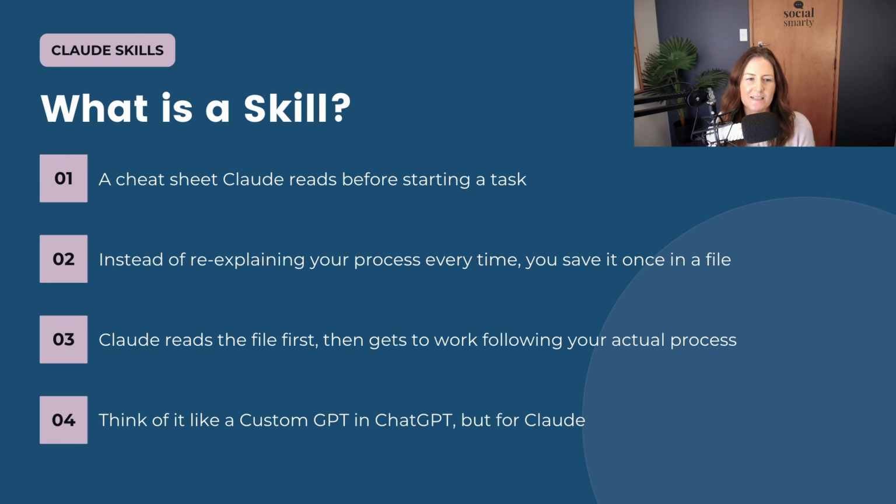Okay, first up, what is a skill? So a skill is basically like a cheat sheet. It's something that Claude reads before it starts a task. So when we ask Claude to do something, it's going to check if there's a relevant skill for that task, and if there is, it's going to follow the instructions or the explanation of that process every single time, exactly how you have trained it. So Claude will read that skill file first, and then it's going to get to work on following your actual process. So think of it like training an employee, giving it an SOP, the exact way that you want something done every single time. If you are moving from ChatGPT to Claude, think of it like a custom GPT.